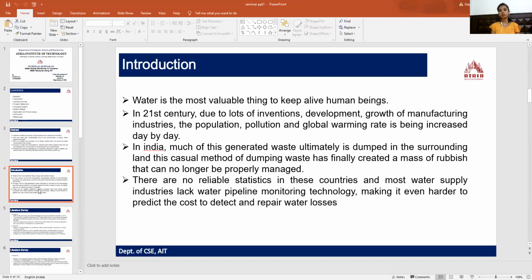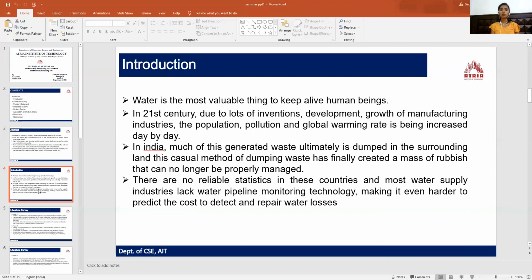Water is the most valuable thing to keep human beings alive. In the 21st century, due to the many inventions, development, and growth of the manufacturing industry, the population, pollution and the global warming rate are increasing day by day. In India, much of the generated waste is ultimately dumped in the surrounding land. This method of dumping waste finally creates a mass of rubbish that can no longer be properly managed.